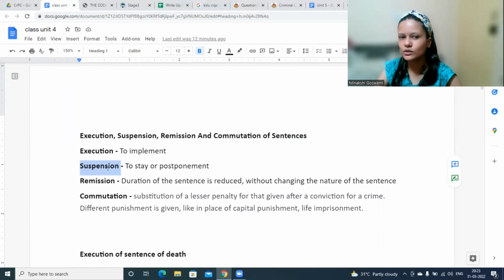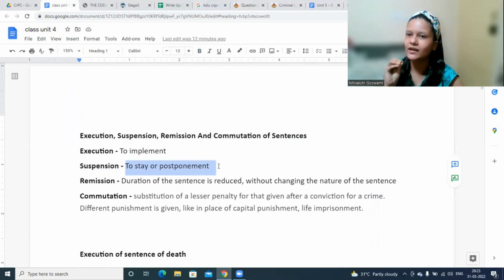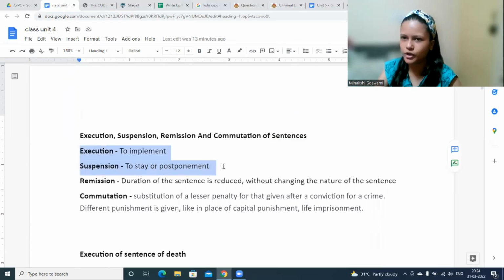Same happens here also. Suspend means to stay or postpone. We are keeping something on hold. Might be the court has passed an order for death penalty. It is suspended, put on hold for some time. After that you can execute it. That is nothing but suspension of sentence. Whatever the sentence might be, if a fine is imposed, it might be suspended for some duration because of some reason. Suspended is nothing but to stay or to postpone. These 2 are common words we anyways use.